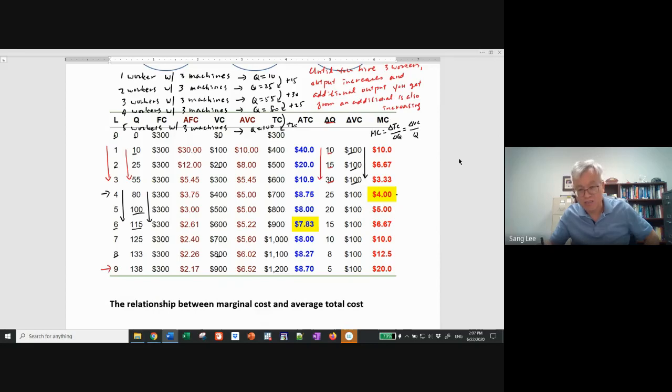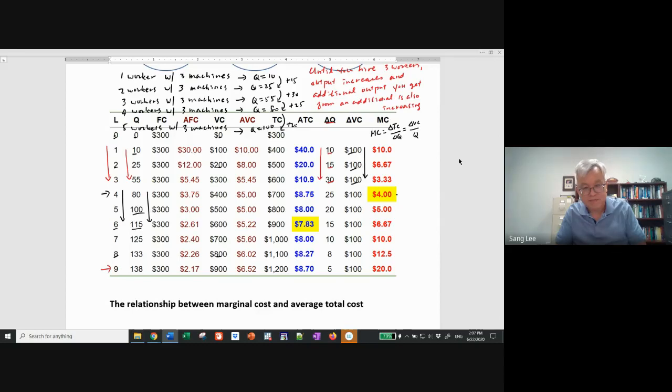Marginal cost starts increasing. Because of that, to produce each additional unit costs you more and more because the number of machines is fixed. So eventually, the cost of producing an additional unit is increasing. So eventually, average cost will also increase.